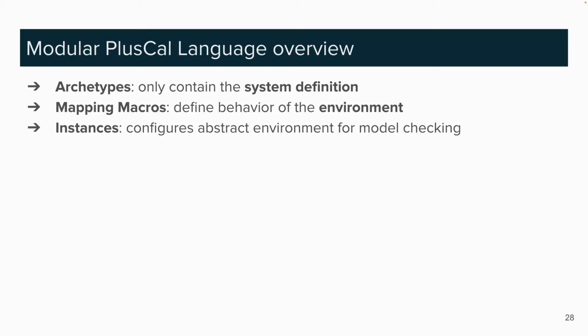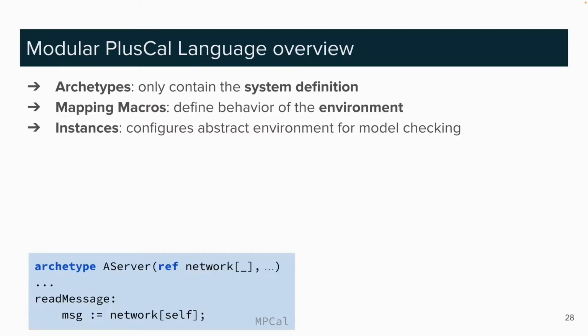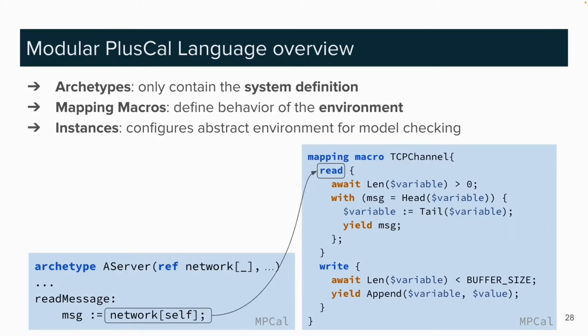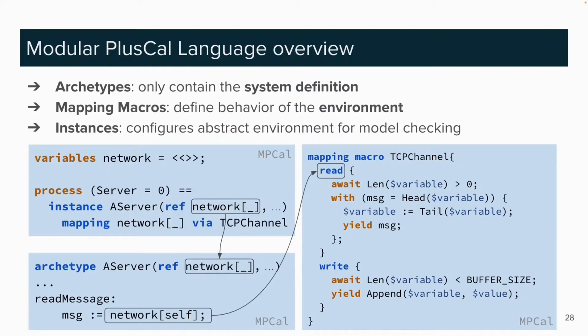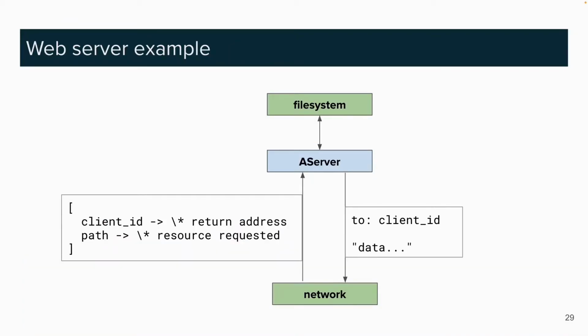So if we put this all together, the elements of MPCal language: first we introduced archetypes that only contain the system definition. Then we saw mapping macros that define the environment behavior, and finally we have instances that configure archetypes and mapping macros with each other. So let's see a kind of real world example.